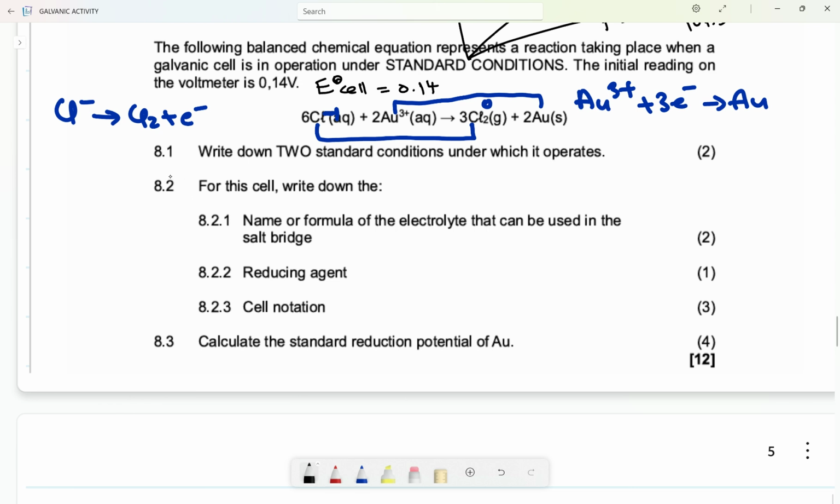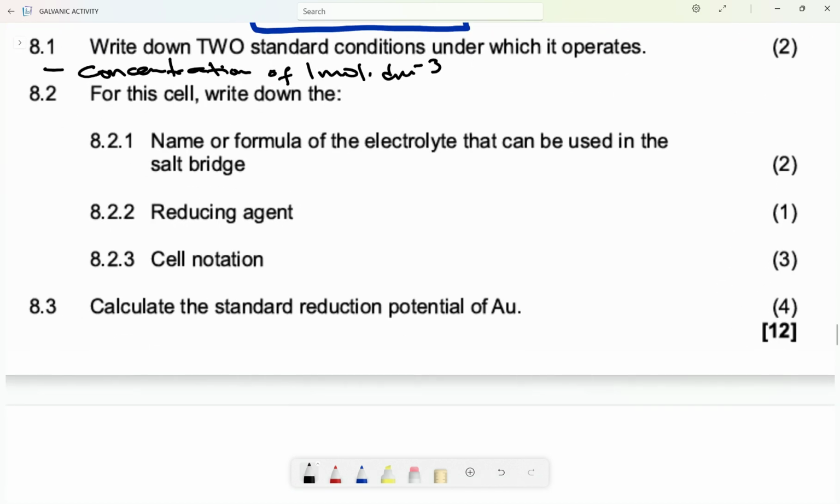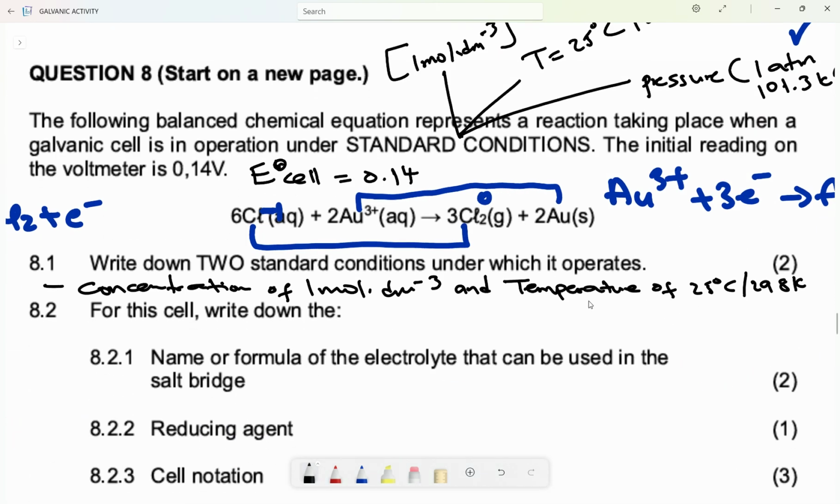under which it operates. So remember, here there is no formation of gas, so we are only restricted to concentration of 1 mole per decimeter cubed, and temperature of 25 degrees Celsius or 298 Kelvin. You cannot use pressure here because there is no gas here.